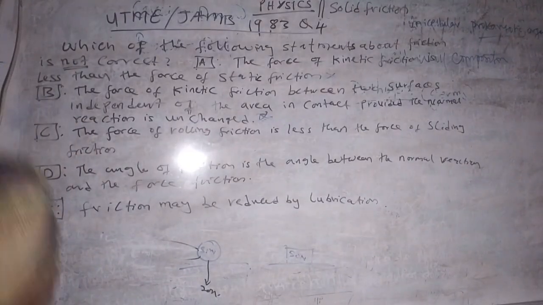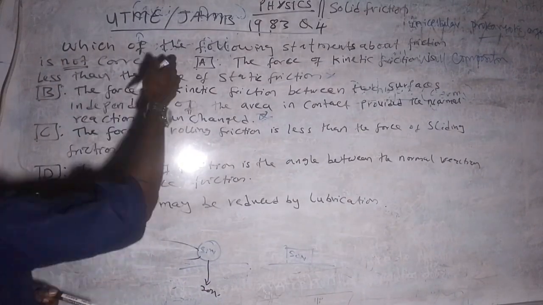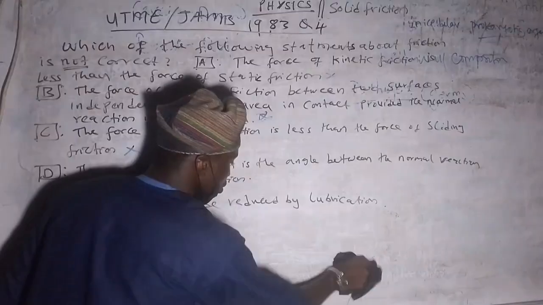So the rolling friction is less than what? Sliding friction. So this statement is correct, right? But they said the one that is not correct, so we will not pick this option. The angle of friction is the angle between the normal reaction and the frictional force. Let us try what they are saying.